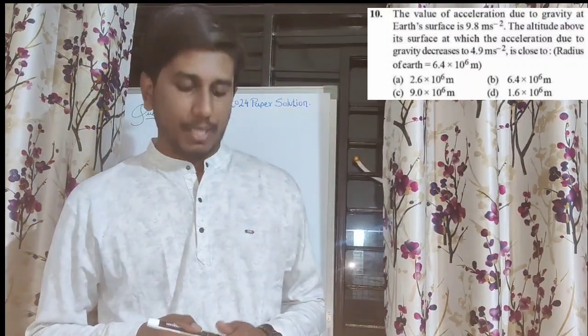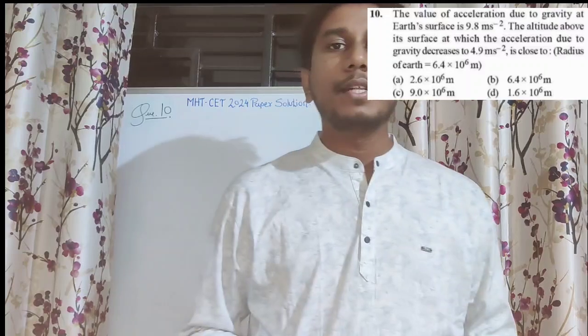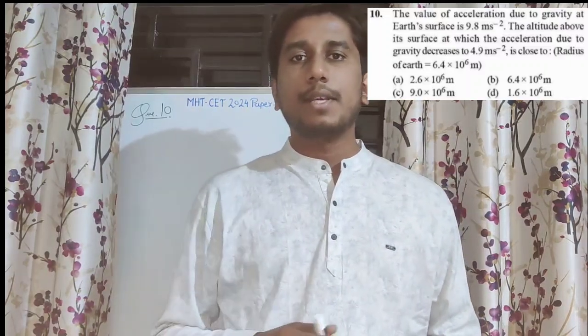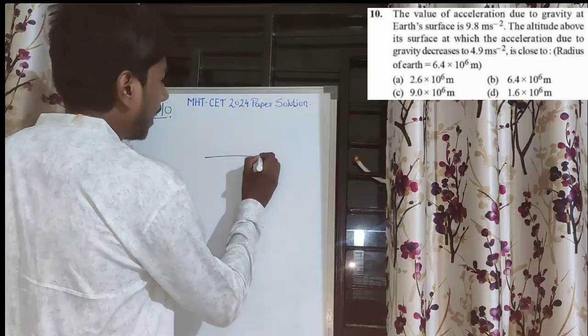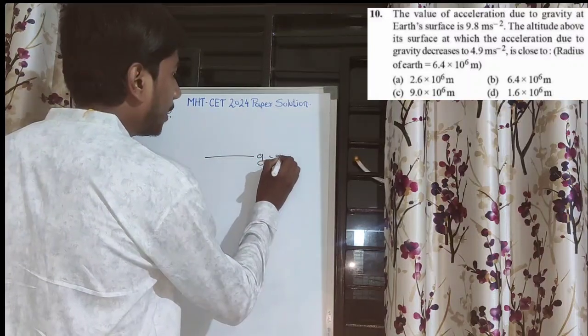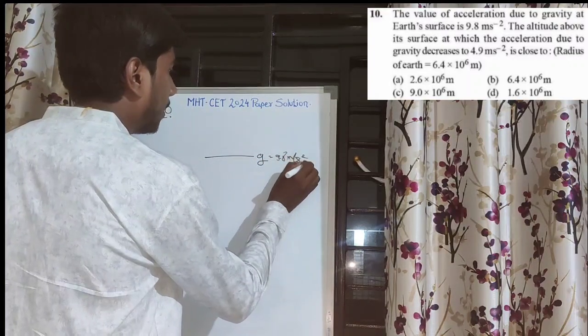Hello students. So the next question is about gravitation, in which we are given the gravity at the Earth's surface. As we know, it is 9.8 meters per second squared. Here, what is the gravity? 9.8 meters per second squared.